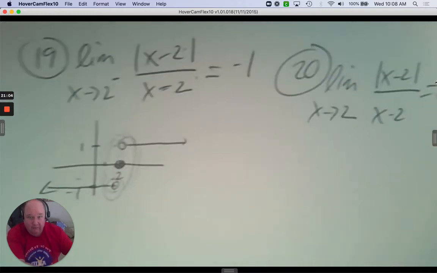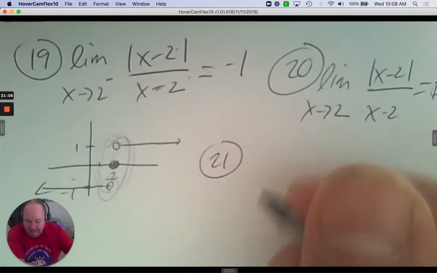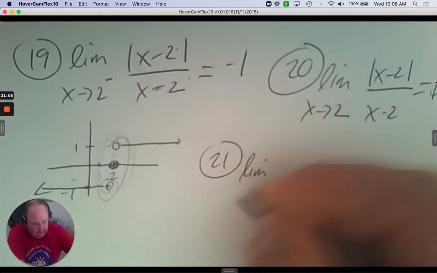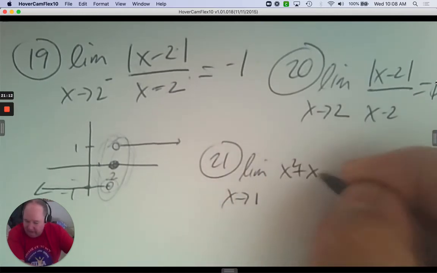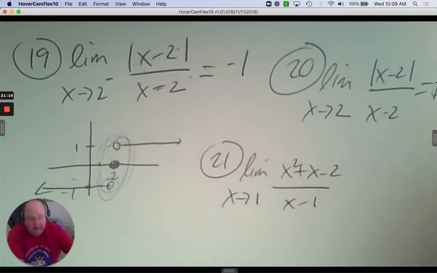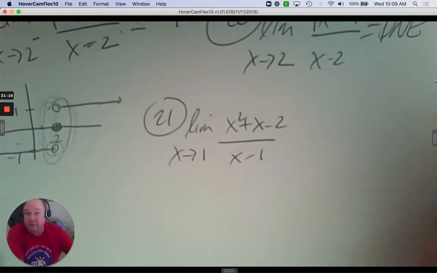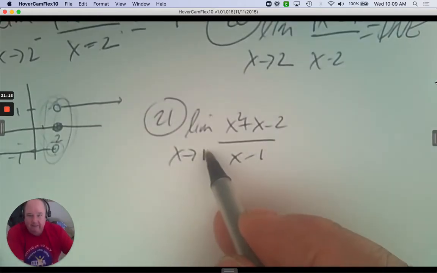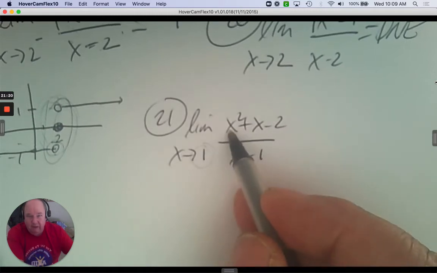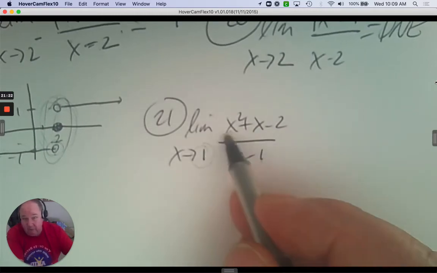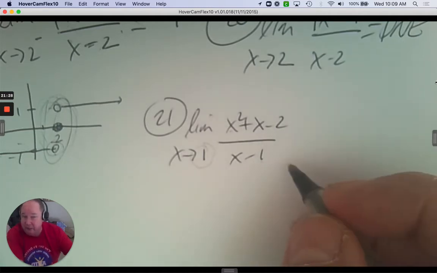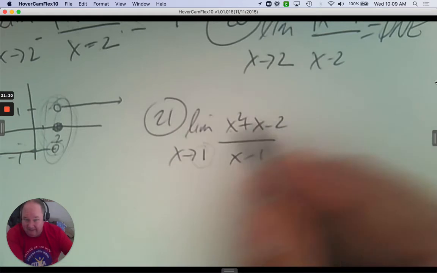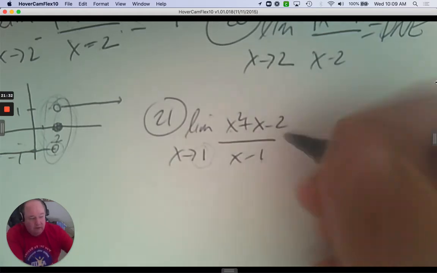That was a long time ago we did those kind of questions. 21, the limit as x approaches 1, x squared plus x minus 2 over x minus 1. First of all, it's a substitution question. And as you substitute in to find the y value, you will find it's indeterminate. So if you plug in 1, it's 0 over 0. Do not write down 0 over 0, because that is bad mathematically. Just know it's indeterminate.